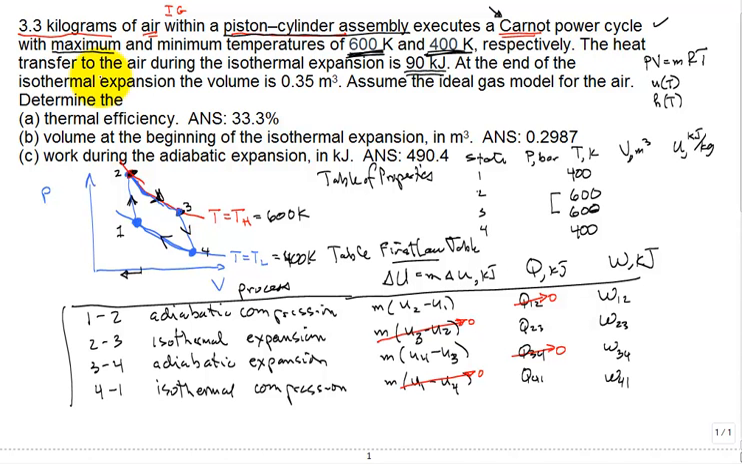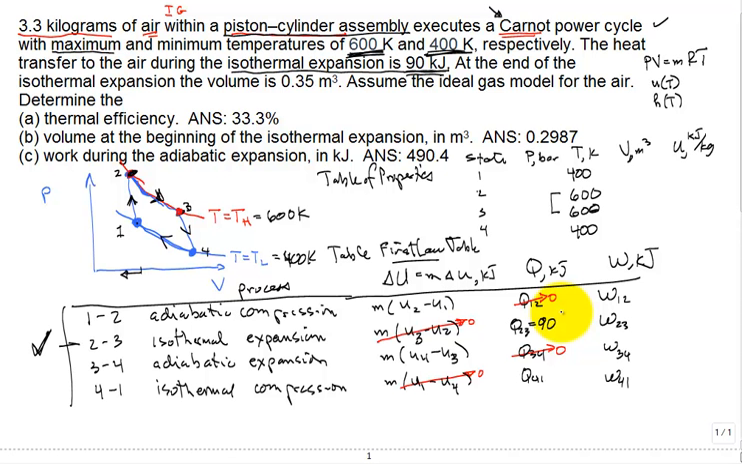The heat transfer to the air during the isothermal expansion is given. Good. Well, where is that isothermal expansion? Is that from process 1 to 2, 2 to 3, 3 to 4, 4 to 1? That's why I think the table is very helpful. So you have an isothermal expansion of 90 kilojoules. You read, it's from 2 to 3. That's my isothermal expansion. So I can replace Q2 to 3 and put the number in. I could put Q2 to 3 is equal to 90, or just replace it like we replaced the other ones with 0.